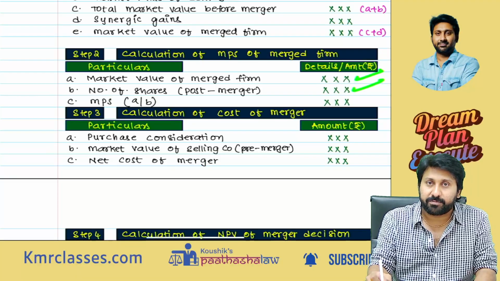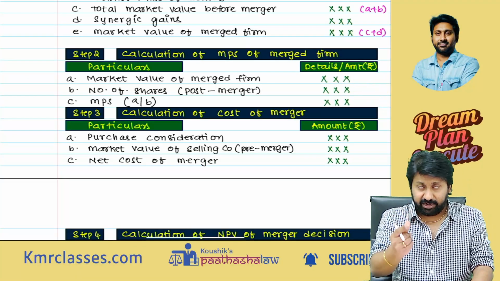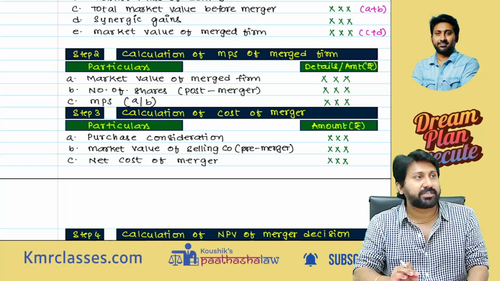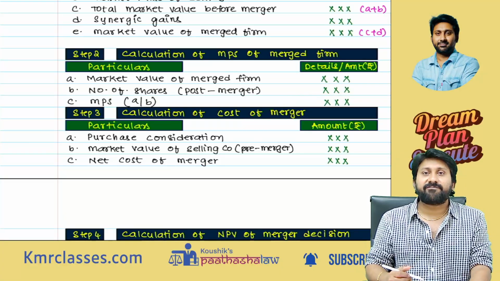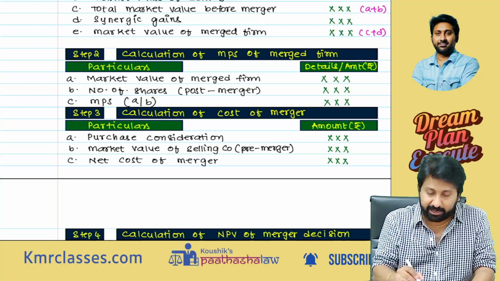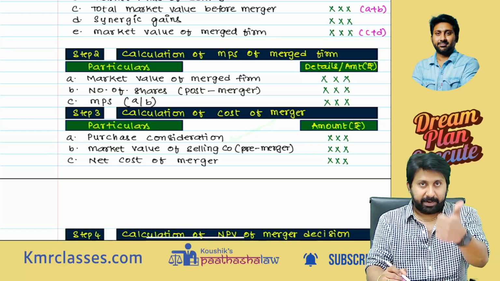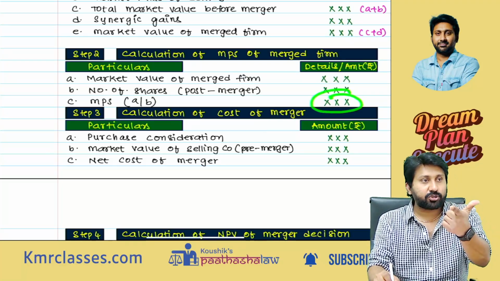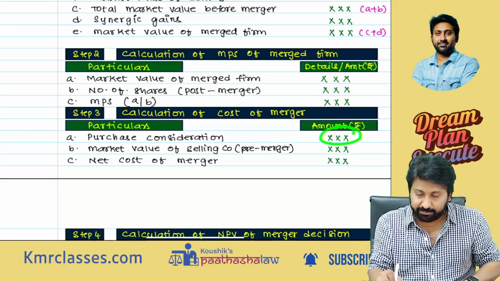Number of shares post merger. So price per share will come now. At that price, we will issue shares to the selling company. Cost of merger and cost to purchasing company: purchase consideration, price per share, this one, number of shares to the selling company, exchange ratio. This will be the one.